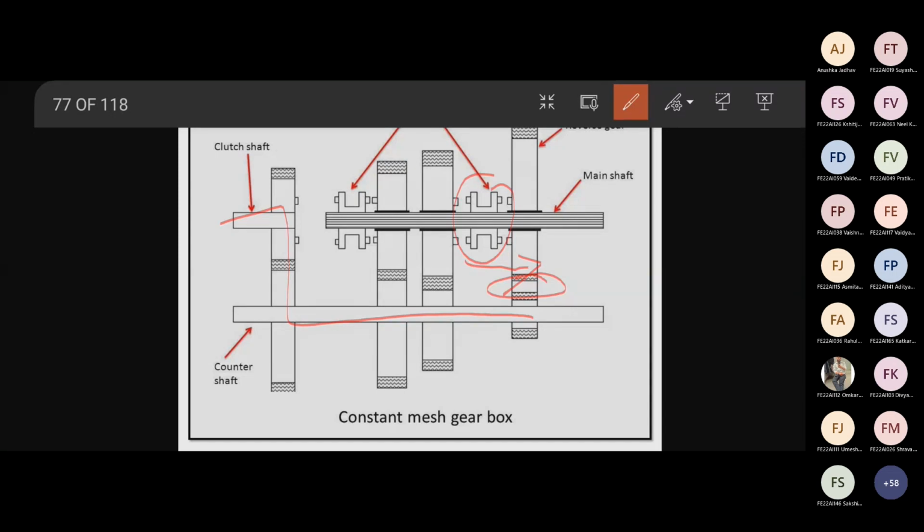Om Prakash and Aditya, please give the reply. Yes, sir. Yes, sir. We got it.